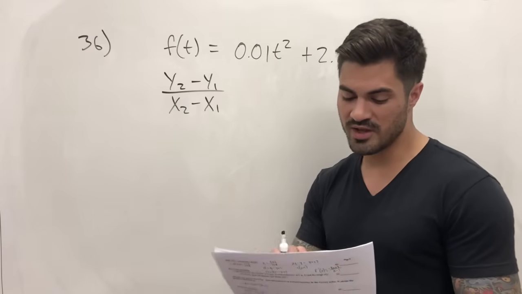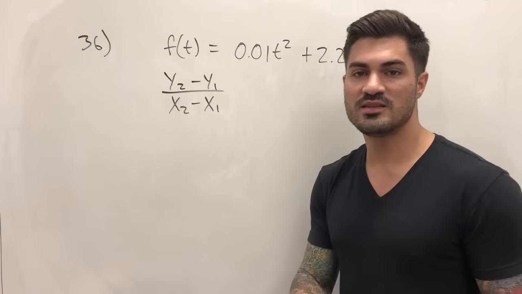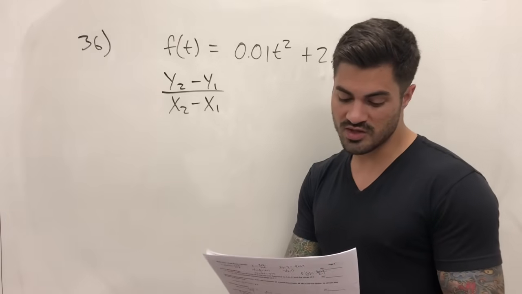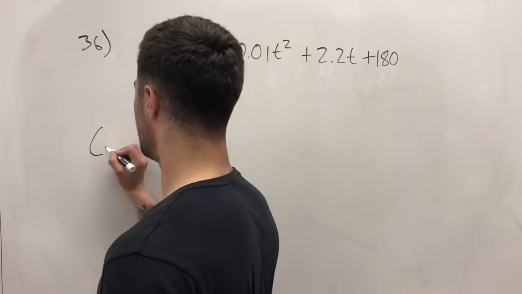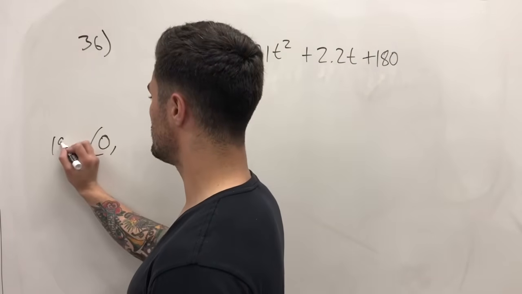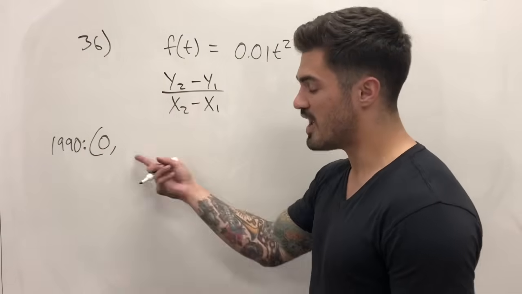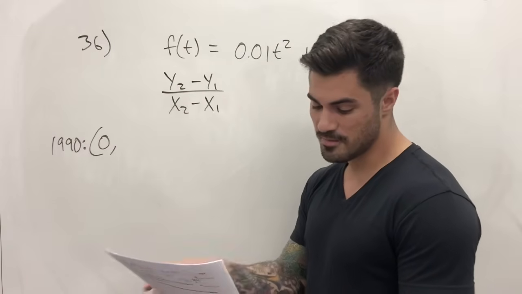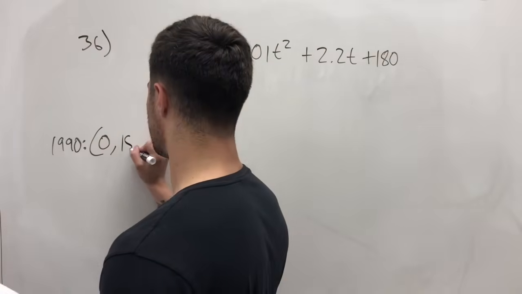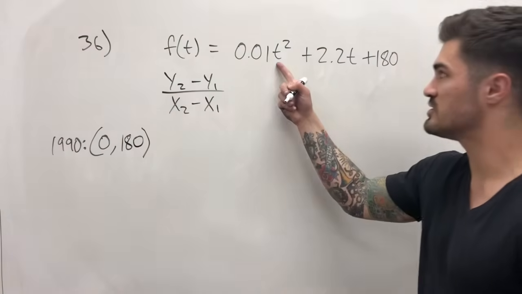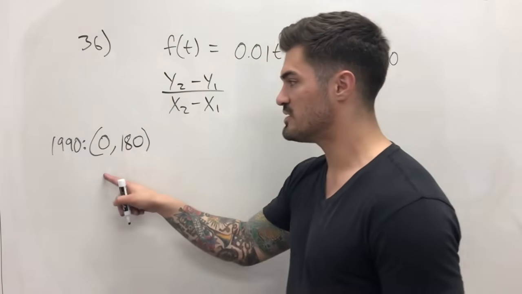So we got to think about this a little bit. It's a little bit tricky because it says t represents the number of years since 1990. So when t equals 0, that's the population in 1990. So my first point is 0, comma, whatever I plug in, f of 0, right? When I plug in 0 for t, that's the y-coordinate for this. So I plug in 0 for t, I get 180. It's clear to see that because the first 2 terms cancel. If I plug in 0, that's 0, that's 0, that's 180. So that's my point that goes along with the year 1990.